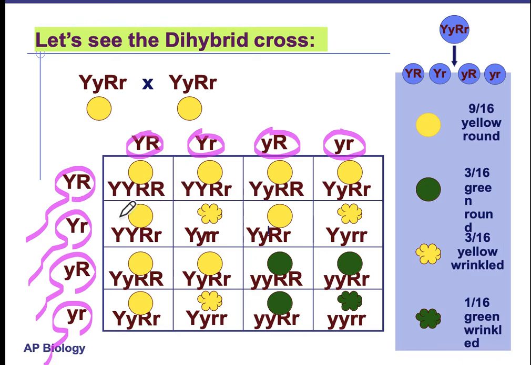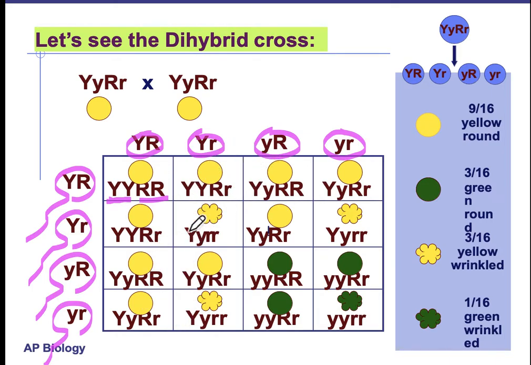A couple of rules for this Punnett square. We want to keep our letters together, so we want to keep the 2 Y's together, and we want to keep the 2 R's together in each of our squares. We also want to keep the same 2 in the front. So if we start out with the yellow in the front, we want to keep the color in the front and the shape next to it.